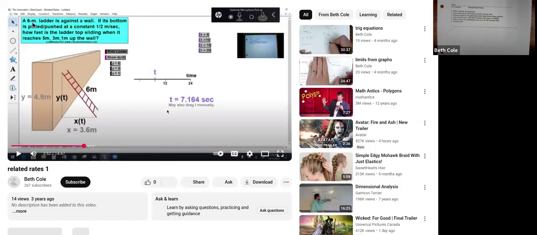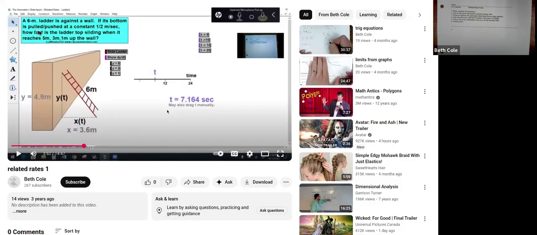So it says a 6-meter ladder. Now, I know that the ladder is moving, but is the length of the ladder changing? No. Okay, that is constant. So that's a 6-meter ladder. The bottom of it, this X part, X of t with respect to time, is being pushed or pulled, whatever. It's just moving at a rate of 0.5 meter per second.